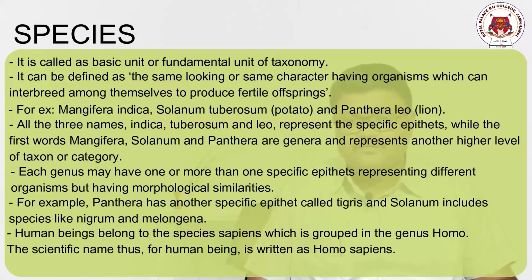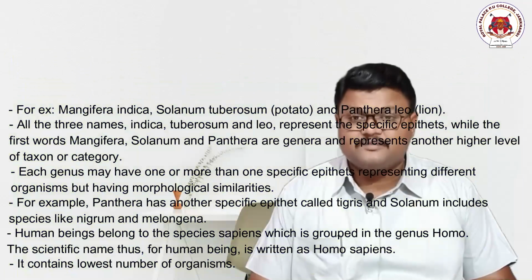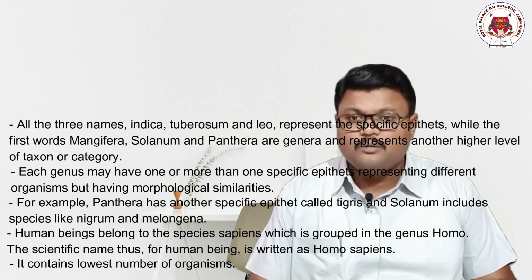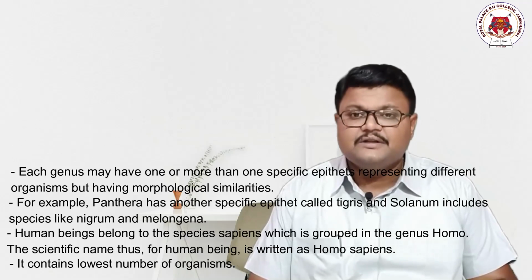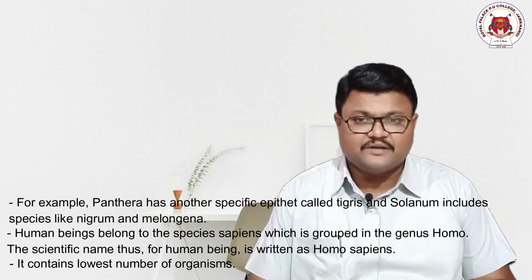The word Homo sapiens indicates that Homo is called the genus or genera name, and sapiens indicates the specific epithet. Our biological name is Homo sapiens, wherein sapiens indicates the specific epithet. Please do remember these things, students.